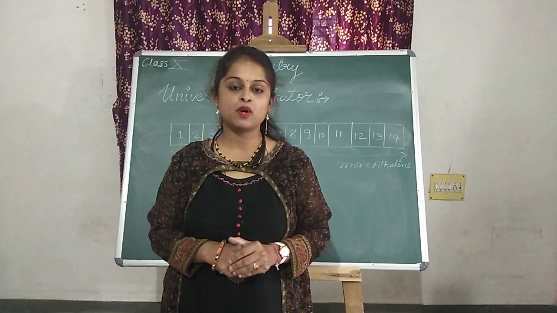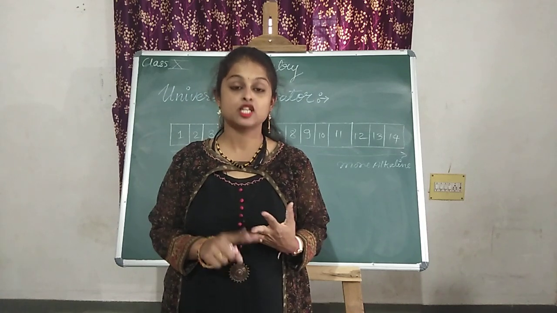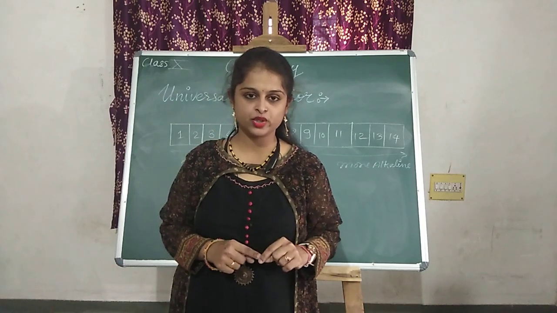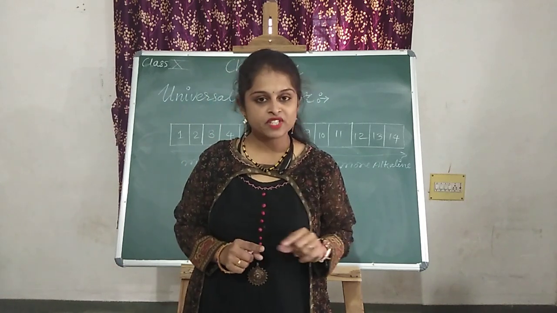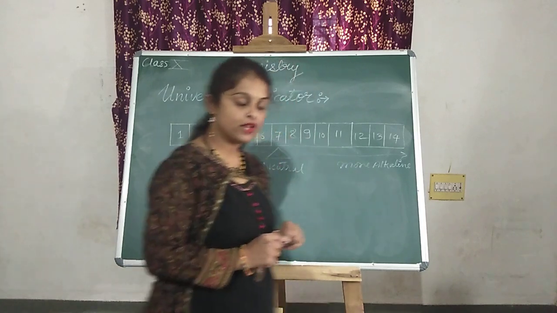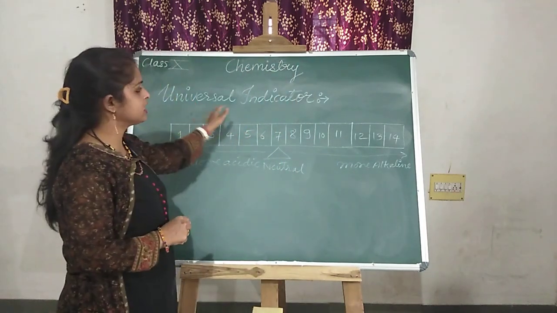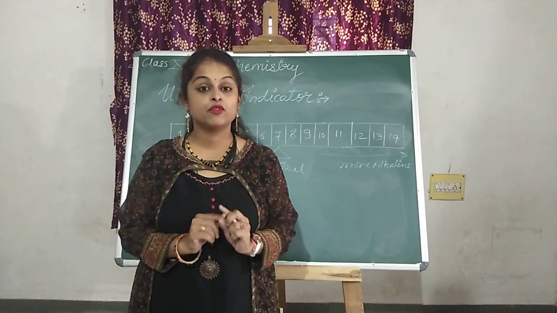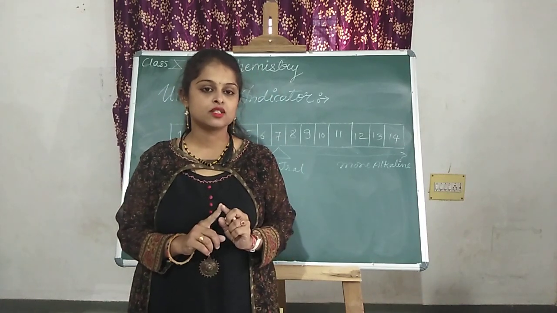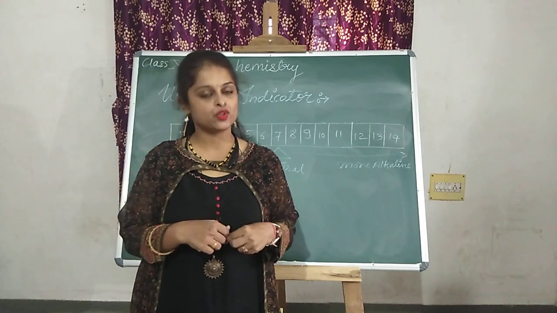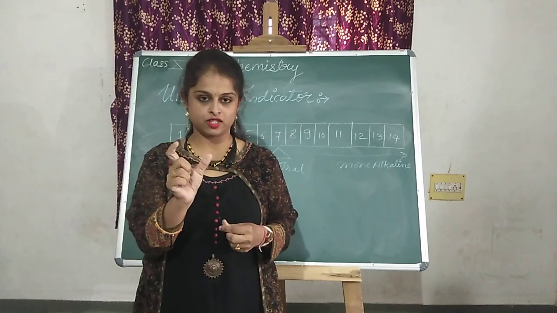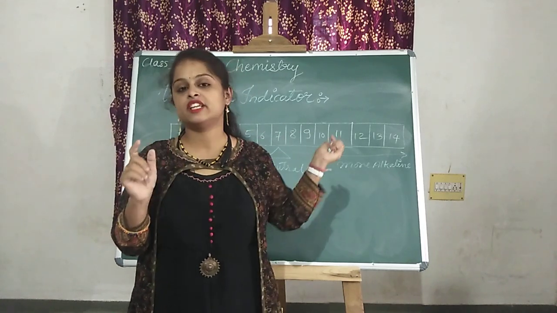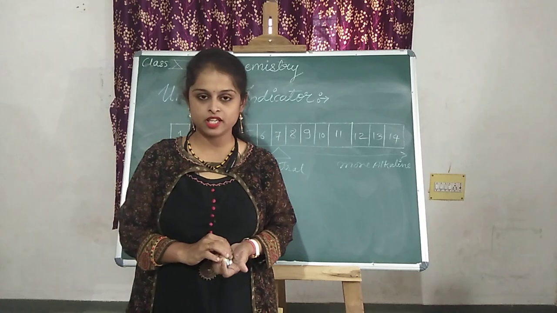Previously, we studied the three indicators: litmus, methyl orange and phenolphthalein. Is it clear? In the beginning of the lesson only we studied. Now we are going to study the universal indicator. What do you mean by the universe? The word universe, okay? It means whatever test you want to conduct with this indicator will help you to identify this. Is it clear?